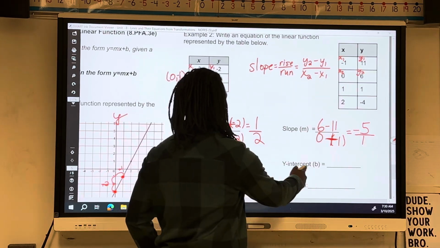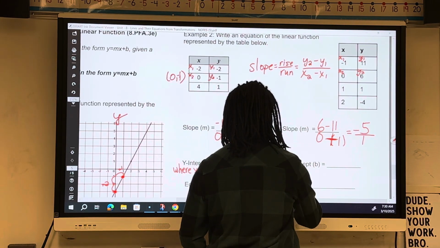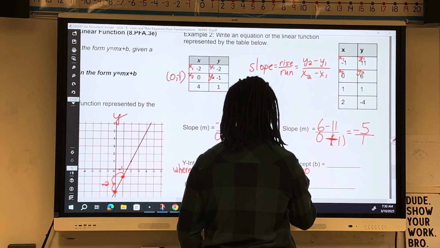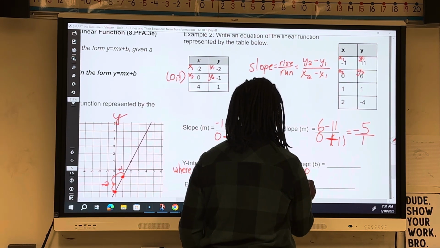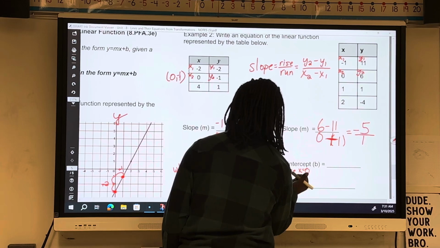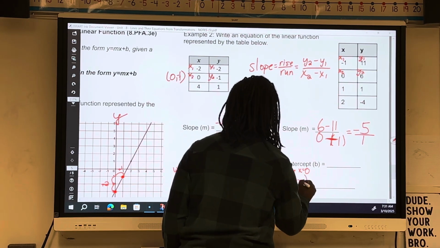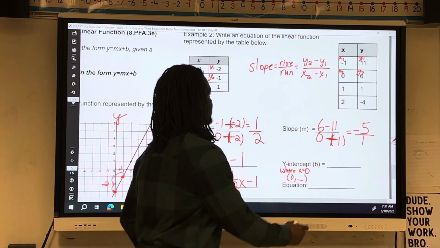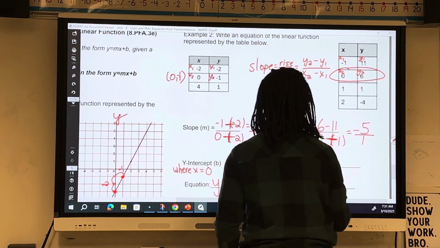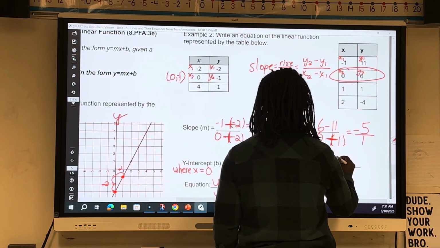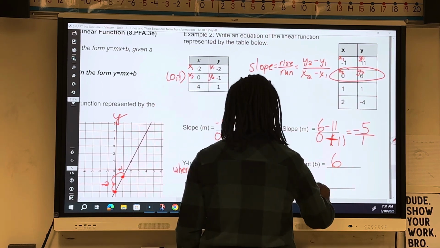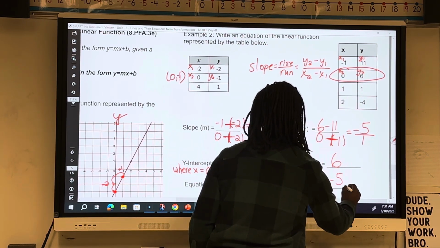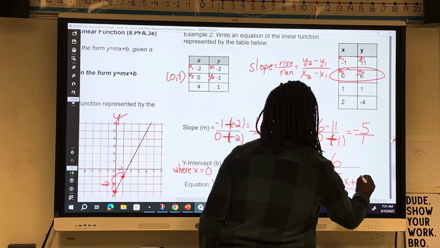And then my y-intercept, again, it is where x equals 0. Okay, so where I'm looking for the point 0, comma, okay, somewhere in my table. Okay, that is going to be my y-intercept, all right? And so that is my y-intercept can be found here. So that is at 0, 6. So my equation would be y equals -5x plus 6.